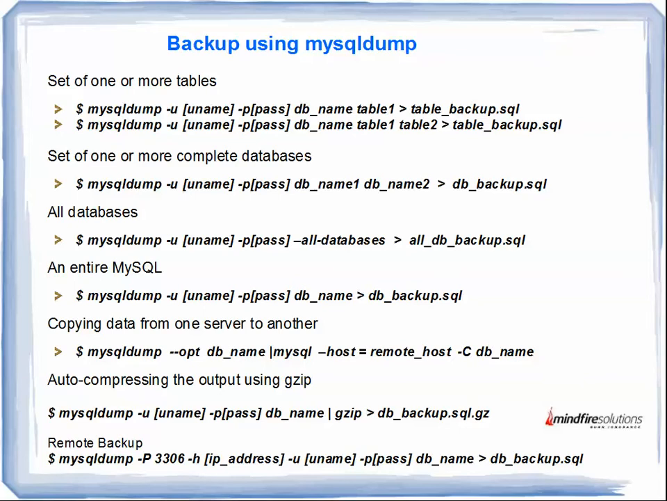So we need to compress it, and we can use this. We can compress the output using gzip. So the syntax would be mysqldump -u the username, -p the password, db name, gzip, and the dump file name. Similarly, for a remote backup, we need to provide the port and the IP address of the host, and then the same way username, password, and the dump file name.